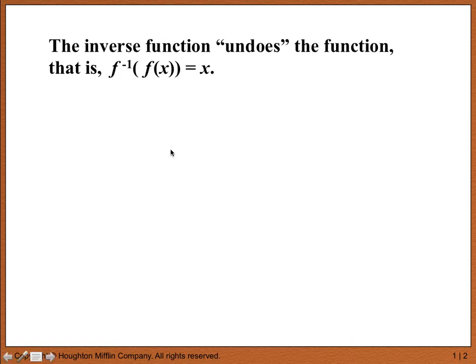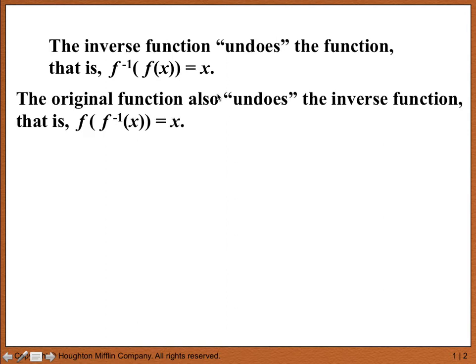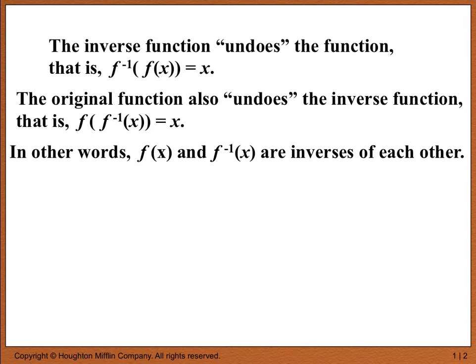And so the way we'd read this is f inverse of f of x equals x. The original function also undoes the inverse function. It works both ways. Just as that muddy field would undo what the car wash did, the car wash will undo what the muddy field did. So the original function also undoes the inverse function. That is, f of f inverse of x equals x. In other words, f of x and f inverse of x are inverses of each other. One's the inverse of the other.